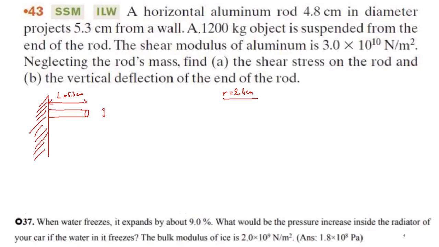Now, I take a 1,200 kilogram object, let's say a car, which is suspended at one end of the rod. So I suspend a car here, which has a mass of 1,200 kilograms. So I give you the shear modulus of aluminum. The shear modulus for aluminum is 3.0 times 10 to the power 10 newtons per meter square.